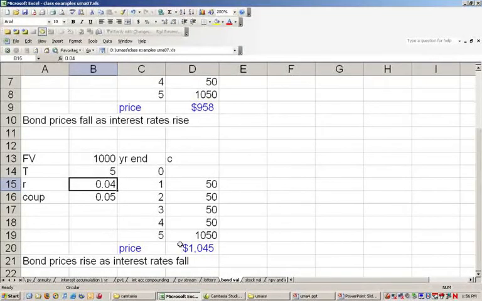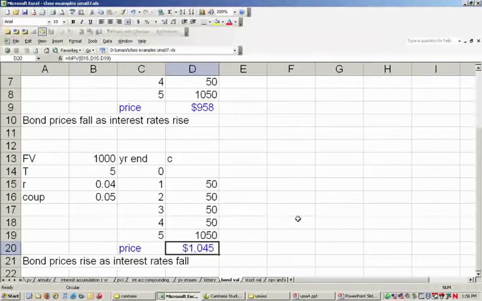And you can see what has happened to the price of the bonds is that they've risen from the original face value price of $1,000 to a new market price of $1,045. Okay, again, a couple of interpretations might help here.